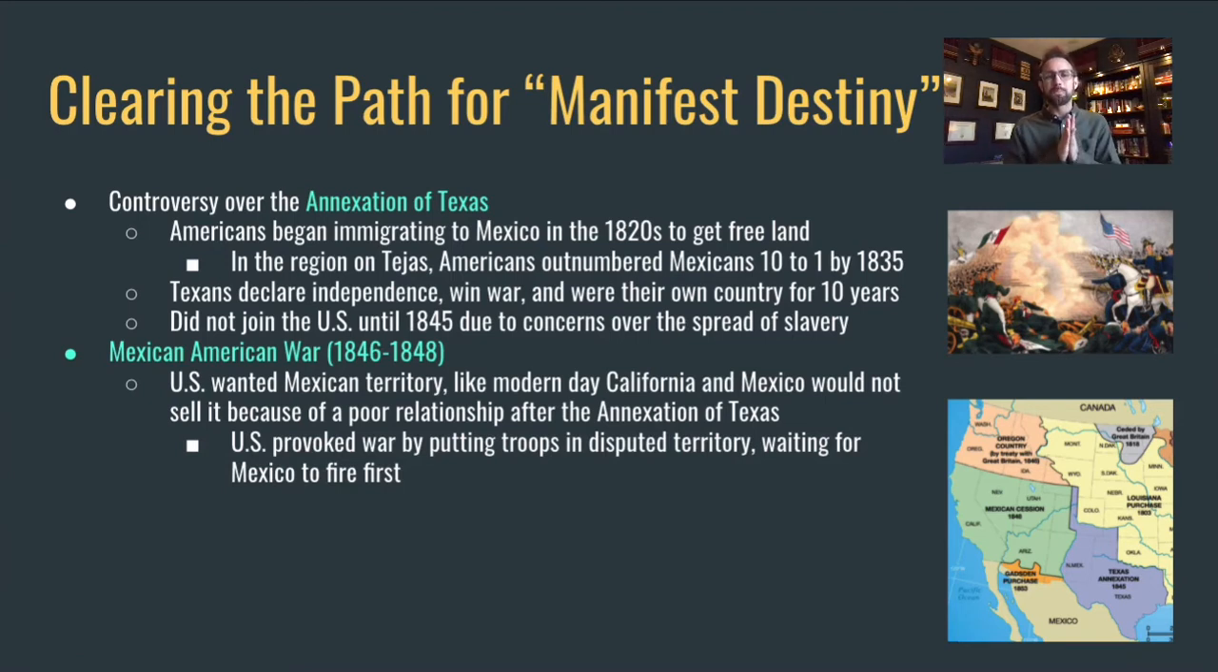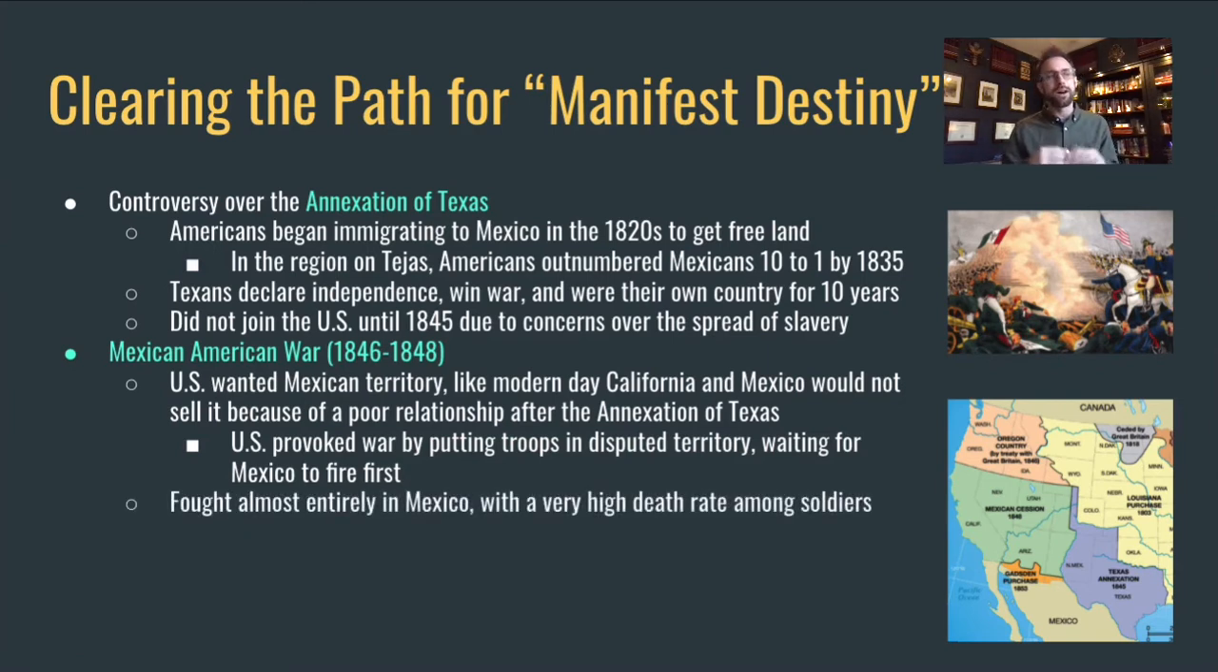So what we did is we put our troops right on the border with Mexico. But Mexico thought the border was just a little bit further north. And so they said the US is on Mexican territory. And we said, no, this is American territory. What are you talking about? And we just sat there until Mexico fired first. And then we can say, hey, Mexico started this war. I guess we have to fight it. So the war goes through.